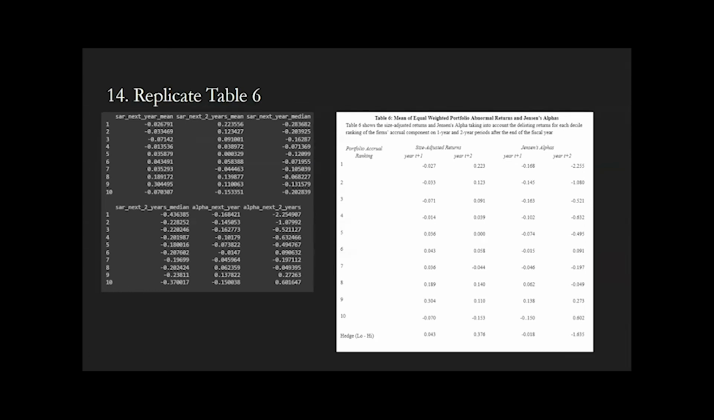Here are the results of table 6. We've got the size adjusted returns for year t plus 1, year t plus 2, Jensen's alpha for year t plus 1 and year t plus 2. And if you aren't familiar with Jensen's alpha, please look up our Jensen's alpha video. But it's really just the intercept from the model.